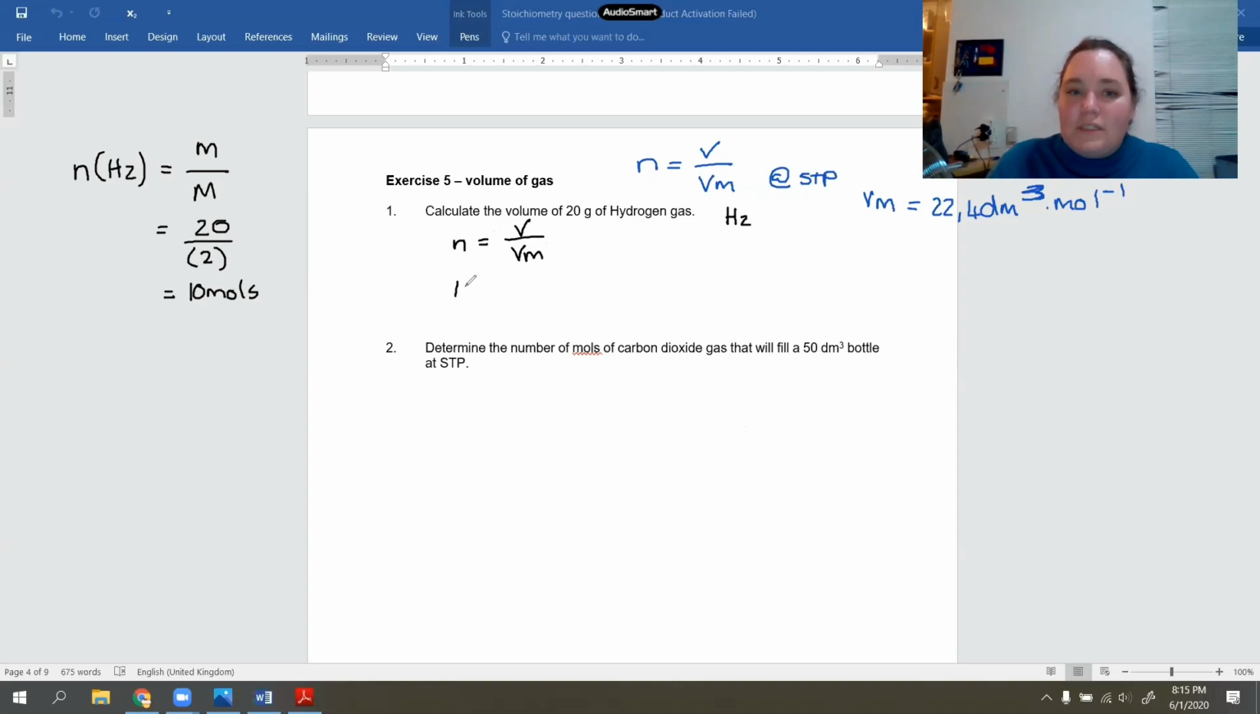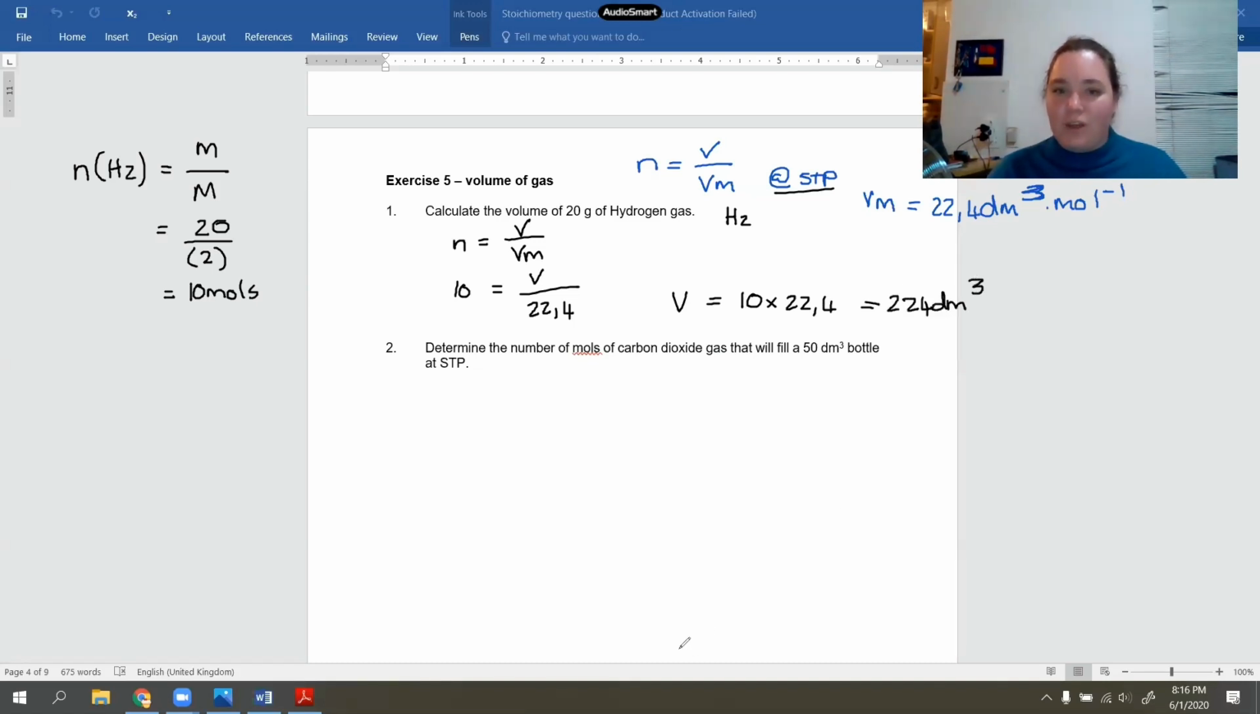The number of moles is 10. We're looking for the volume. Molar volume, we always assume that it's at, well, we shouldn't really, but I'm assuming here because I created the question that it's at STP. So I'm going to put in 22,4, and therefore I get that the volume of gas is 10 times 22,4, which gives me an answer of 224 decimeters cubed.